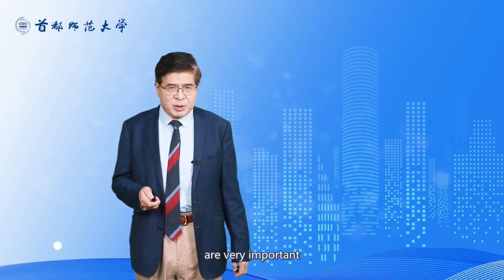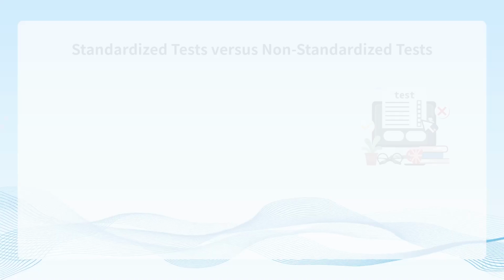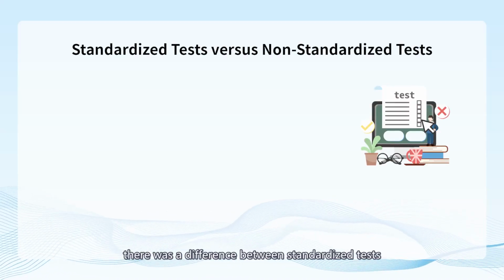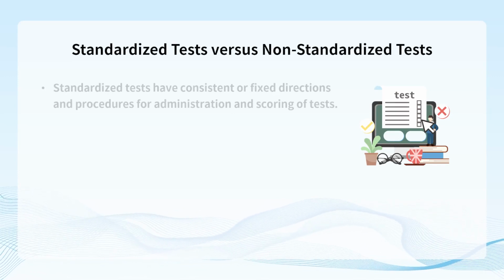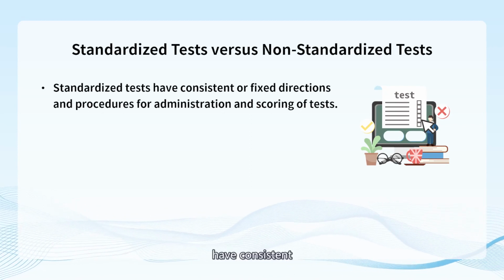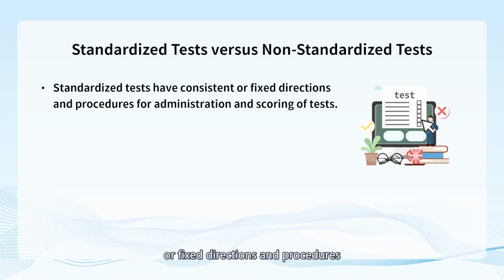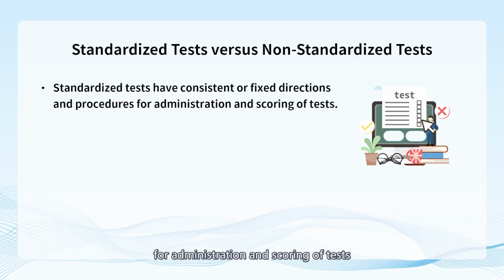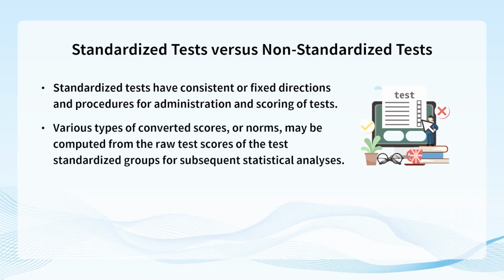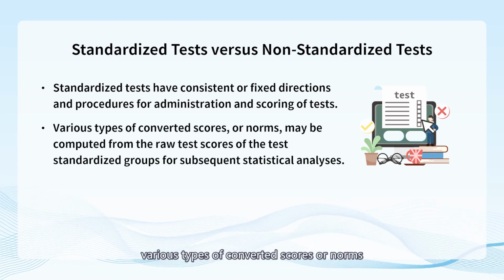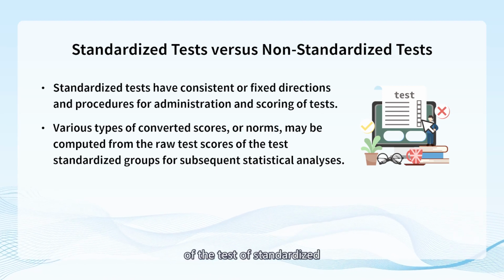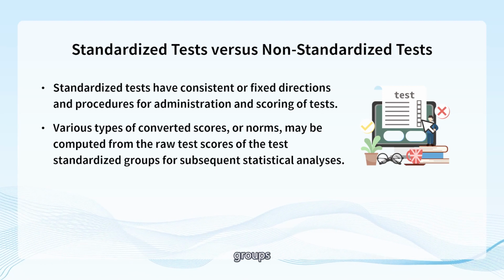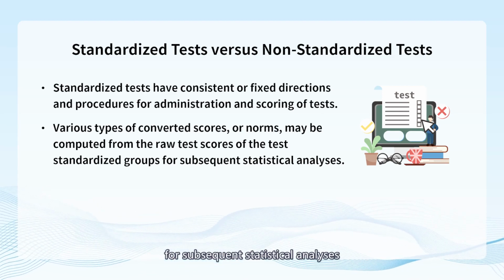We know psychological tests are very important, but we need to realize there is a difference between standardized tests and non-standardized tests. Standardized tests have consistent or fixed directions and procedures for administration and scoring of tests. Various types of converted scores or norms may be computed from the raw test scores of the standardized groups for subsequent statistical analysis.